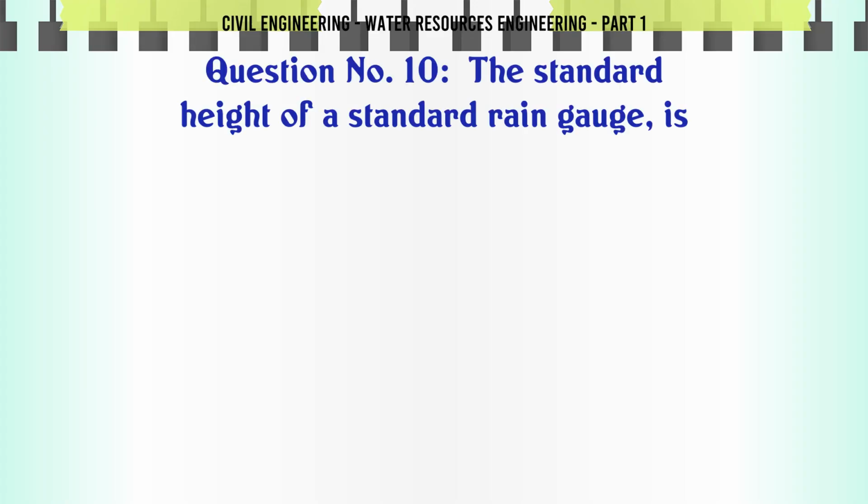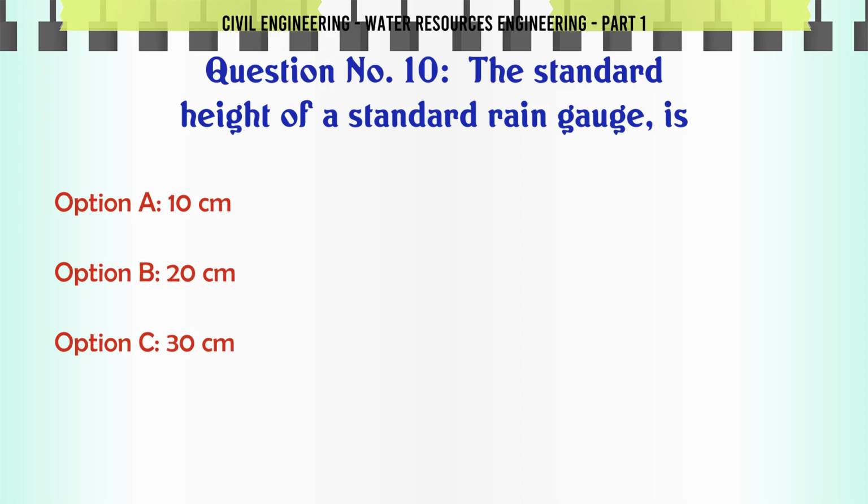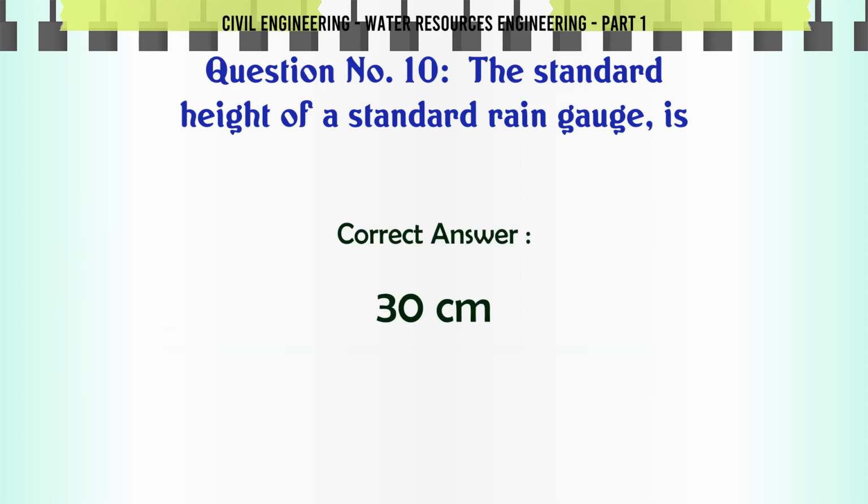The standard height of a standard rain gauge is A. 10 centimeters, B. 20 centimeters, C. 30 centimeters, D. 50 centimeters. The correct answer is 30 centimeters.